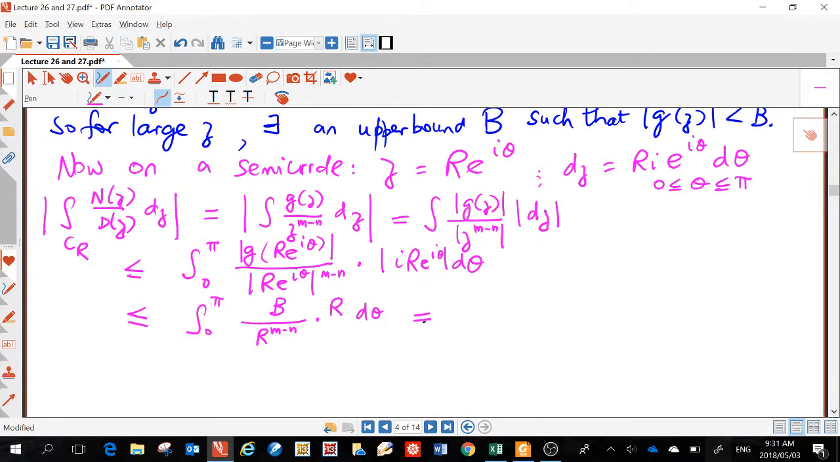So this works out to be, now we're integrating with respect to theta, guys. So this is like a constant, b r over r to the m minus n. Then you'd have theta, and the limits are 0 to pi. So this becomes pi b r over r to the m minus n. That's where the game ends.